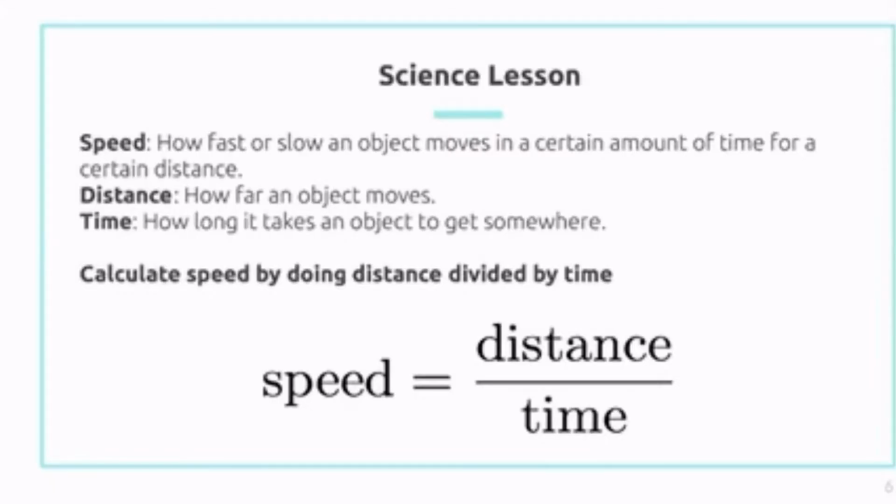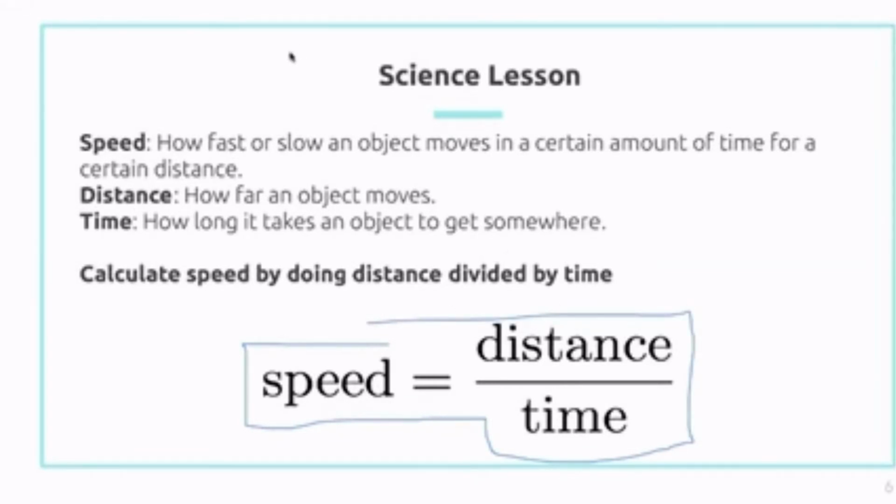Alrighty, and now for our science lesson, we are going to talk all about speed. So, you may be wondering, what is speed? Well, speed is how fast or slow an object moves in a certain amount of time for a certain distance. And so our formula for speed is right down here, and it is speed equals distance divided by time. So in order to use this formula correctly, we need to understand what distance is exactly and what time is.